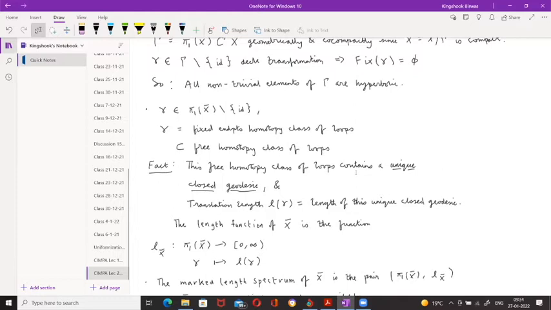Now, for these hyperbolic elements, we can actually read the translation length from the closed manifold below, as the length of a closed geodesic. Let me explain that. Suppose gamma is a non-trivial element of the fundamental group. What is an element of the fundamental group? It is a fixed endpoint homotopy class of loops, by definition. But we can also look at free homotopies of loops, where you allow the base point to move. Clearly any fixed endpoint homotopy class is contained in a unique free homotopy class of loops.